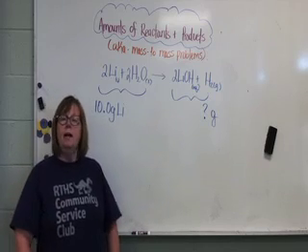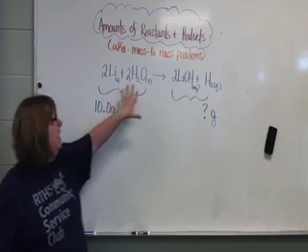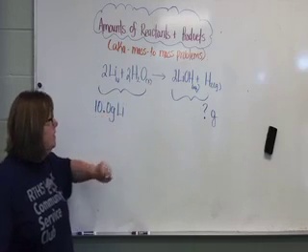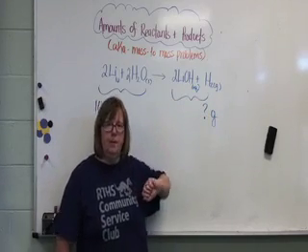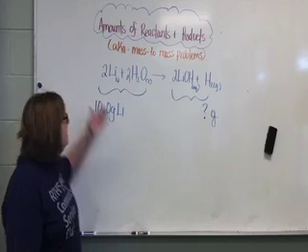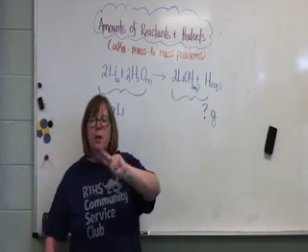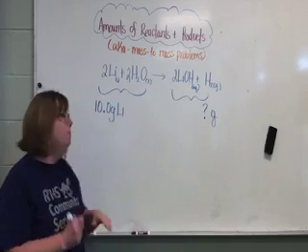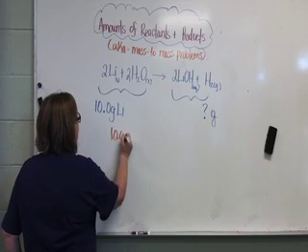Here's an example of a mass-to-mass problem. You start with 10 grams of lithium and an excess of water, and the question is how many grams of hydrogen can be produced from this? So, step 1, make sure your equation is balanced. This equation is already balanced for you. Step 2, convert what is given to you to moles. So we have 10 grams of lithium. We need to convert that to moles.